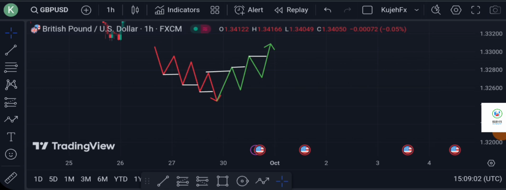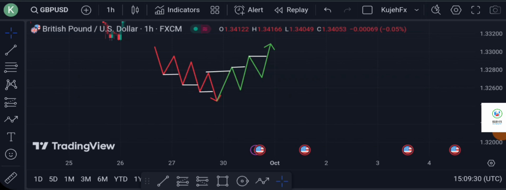So let me make a quick recap here. A break of structure is when the market breaks the previously formed structure in the same direction, telling you that the market wants to continue its current trend, while a change of character is when the market breaks structure in the opposite direction, telling you that it wants to change what? Its trend. Hope I'm clear. If you are confused, rewatch the video until you understand.